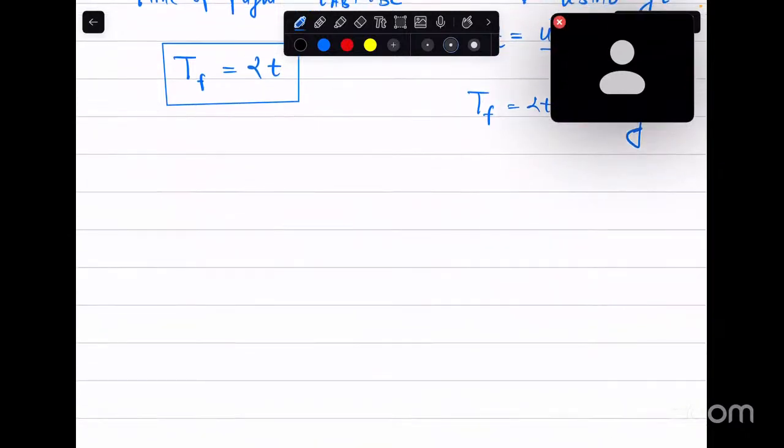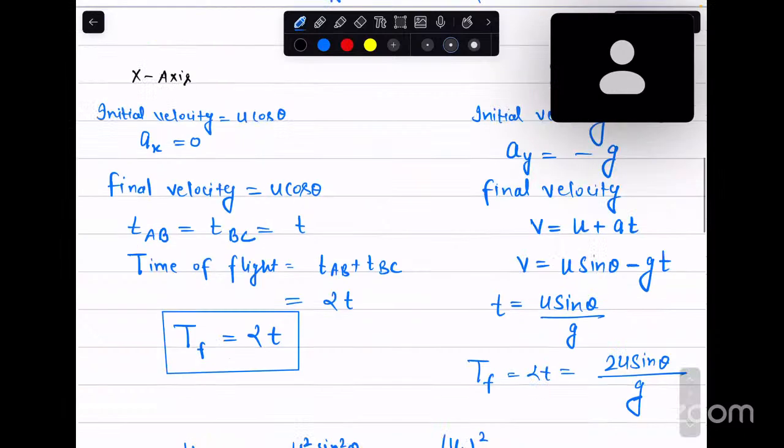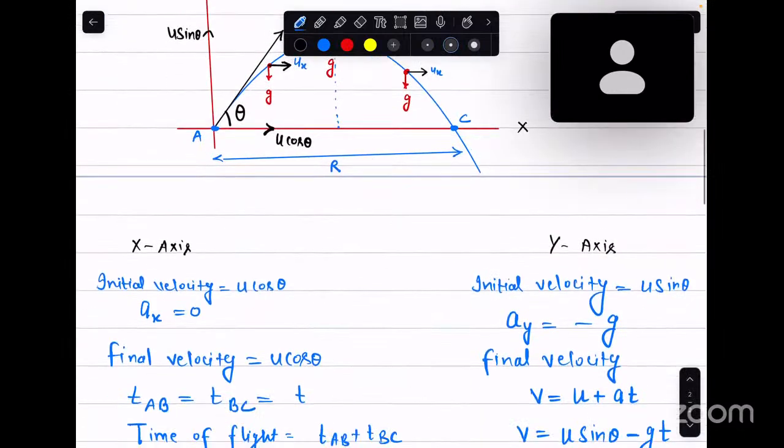Next, if you are looking for maximum height, H max, the maximum possible height attained by the projectile, this will be u square sine square theta by 2g, which can also be given as u in y direction to the whole square divided by 2g. If you are looking for range R, this particular distance is known as range R.